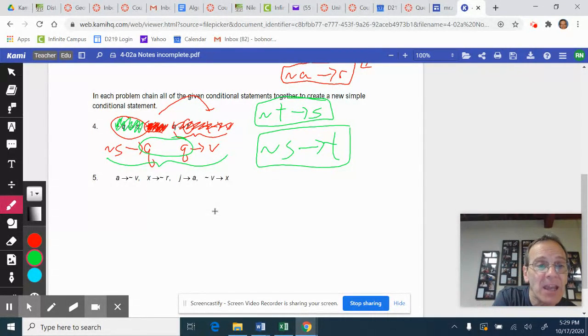This first one has an A and a V. This has an X and an R. There is no common letter between those two. Can't do anything with those two. But here, A and a V, J and an A, okay, they have a common letter, A. I can do something with those two. And in fact, the A is identical. That's A and that's A. It's not like one of them's an A and one of them's a not A.